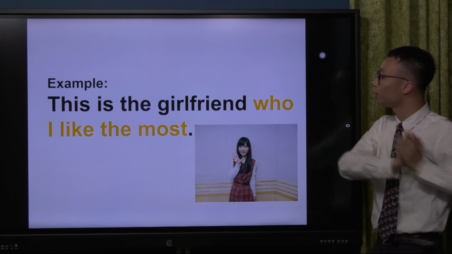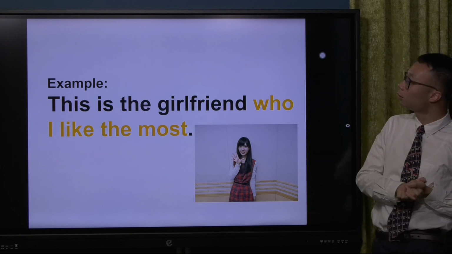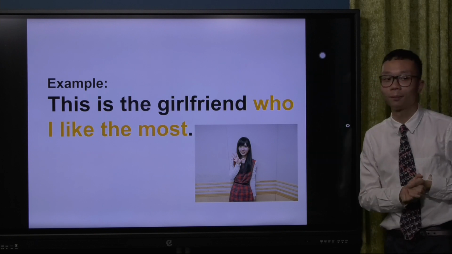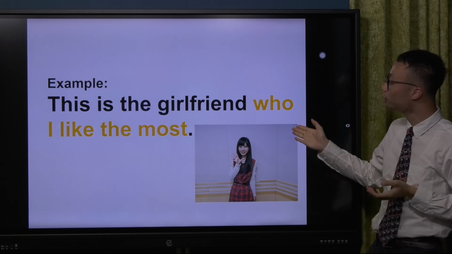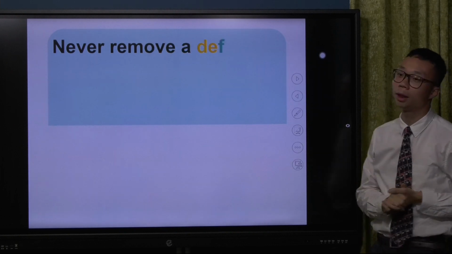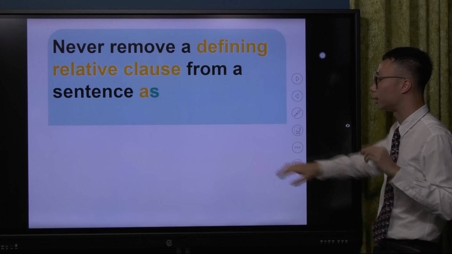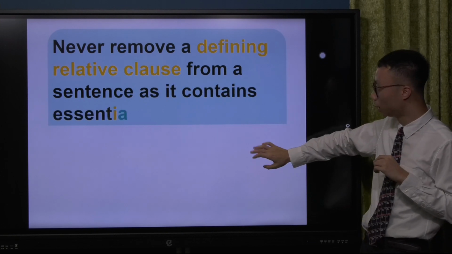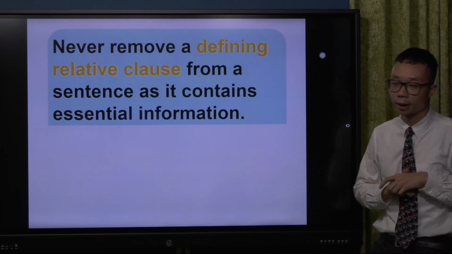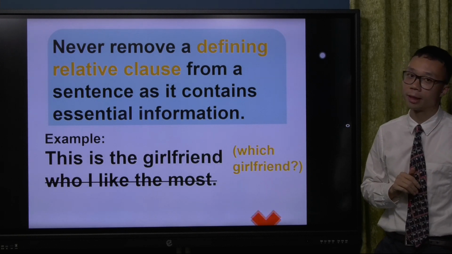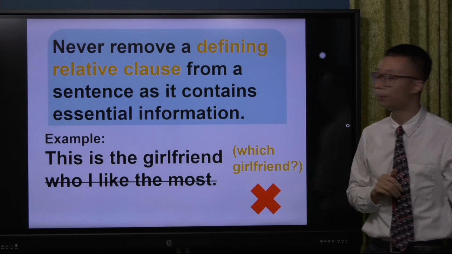Okay, this is an example. Let's repeat together with me. So this is the girlfriend who I like the most. Okay, let's take a picture of a girlfriend who I like the most, and now I explain to you why we cannot remove the second part from the sentence. Because the second part, who I love the most, is essential information, very important.